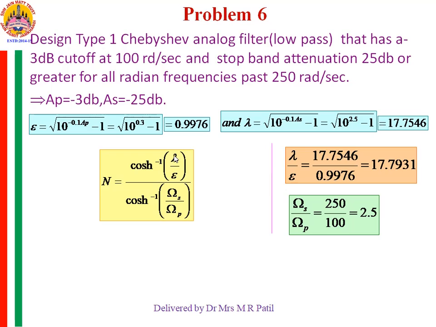Now substitute this value of lambda by epsilon here, which is 17.7931, and omega s by omega p is 2.5. So n is equal to cosh inverse 17.75 divided by cosh inverse 2.5. Now in your calculator, this direct function is available, cosh inverse. So use that and find out the ratio and tell me the value of n.